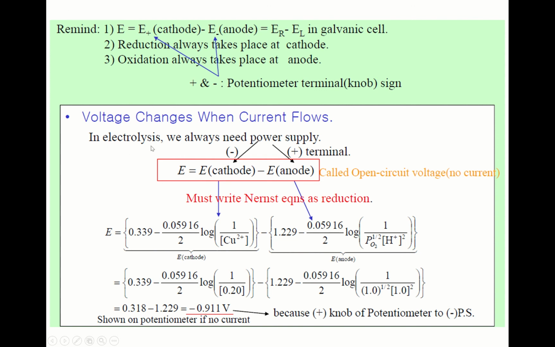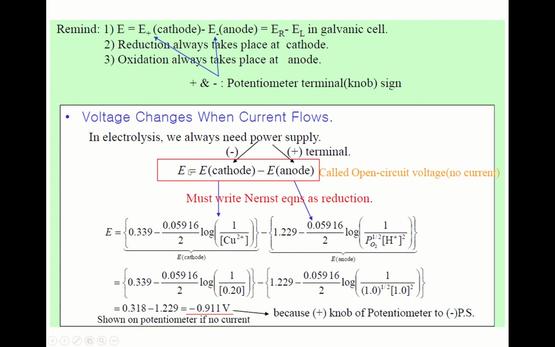In electrolysis, we always need a power supply. Electrolysis is not a spontaneous reaction. When you are confused, think about water electrolysis. Even though you put two electrodes into water, the water cannot be split into oxygen and hydrogen gas, but you have to apply electrical energy into that system. So in electrolysis, you always need a power supply to supply electrical energy.